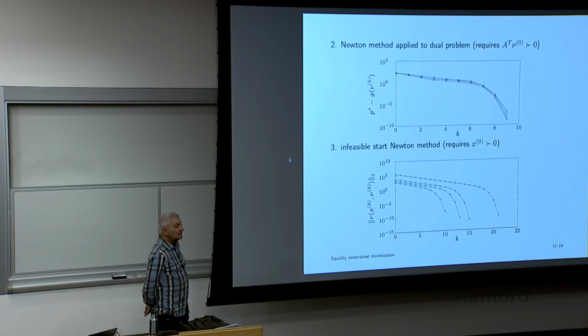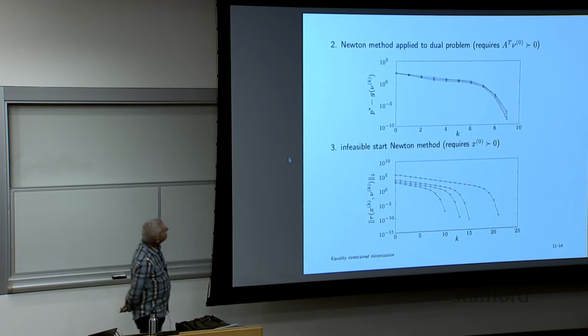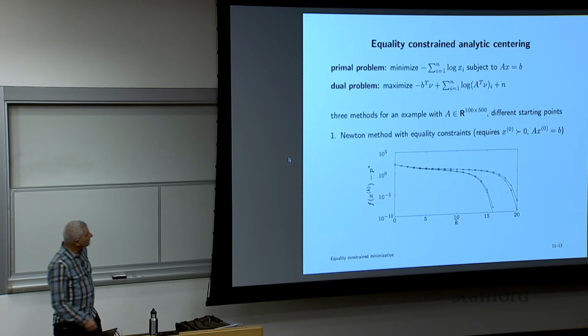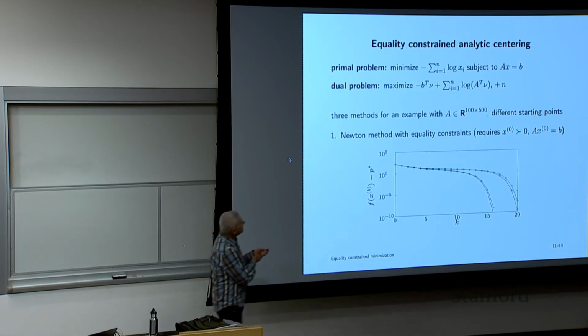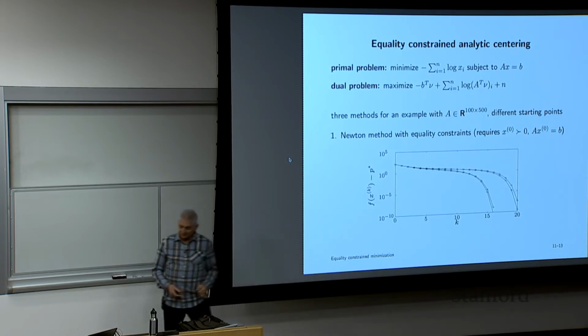We could actually apply Newton's method to the dual, right? And let's see, did I say what the numbers were? Aha, okay. So here I said that there's 100 equality constraints and 500 variables, right? So in this problem, we basically have 500 variables.